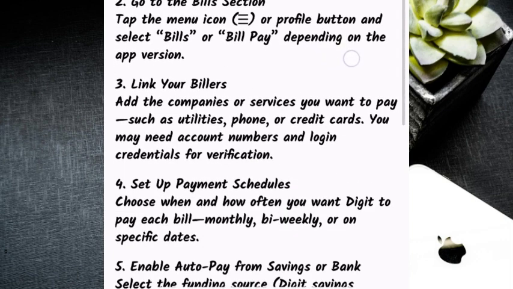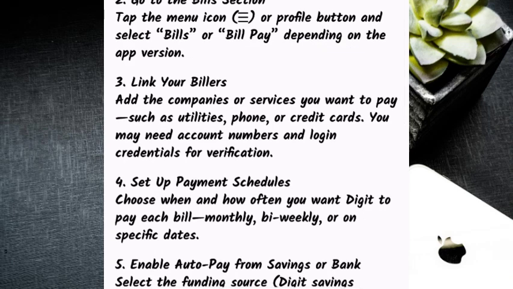So first, open the Digit app. Launch the Digit app on your mobile device and log into your account using your credentials. Once you're in, go to the bills section. Tap the menu icon or profile button and select Bills or Bill Pay, of course, depending on the app version.